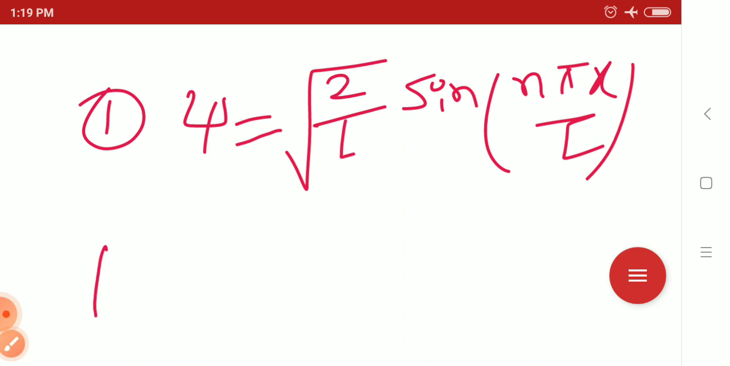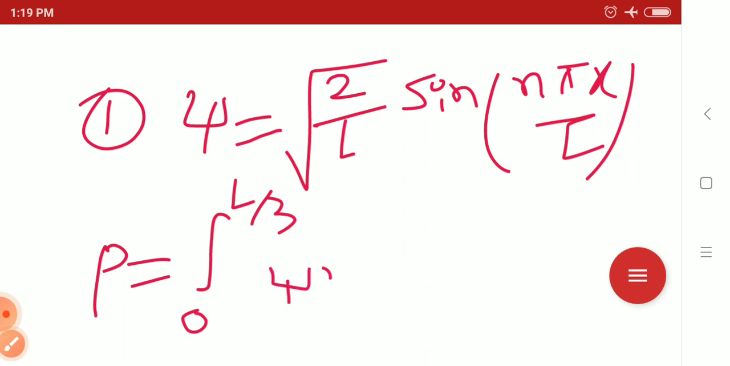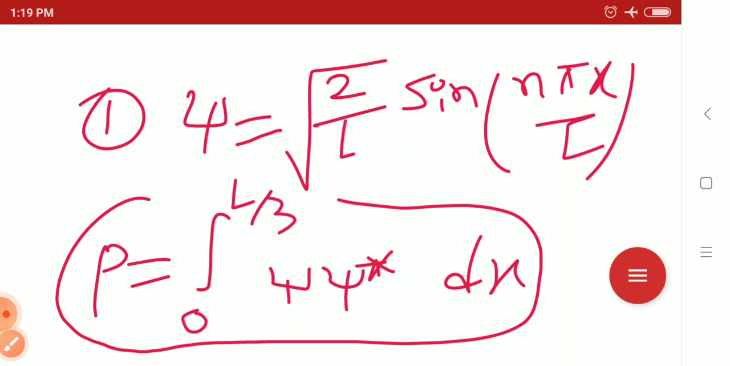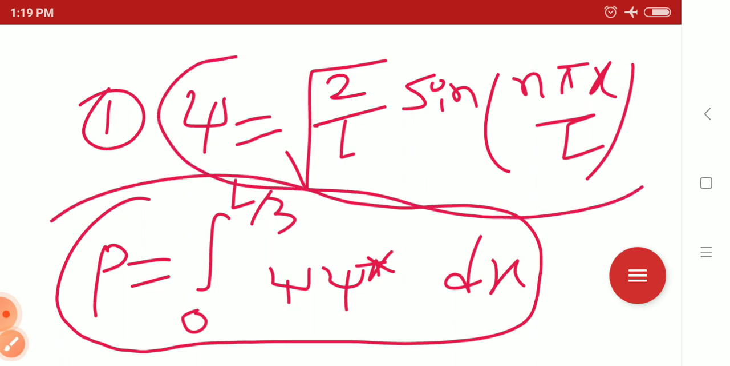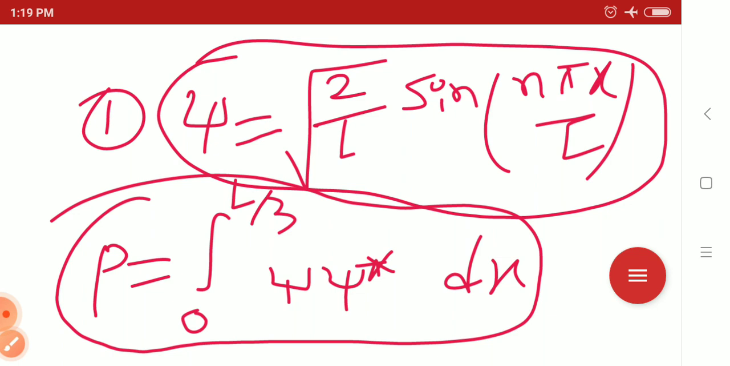And the probability will be what? Suppose you are writing the probability from 0 to L by 3, the integral of psi star psi dx. That means root over 2 by L sine n pi x by L, times root over 2 by L sine n pi x by L, dx. Just do the integration of that formula.